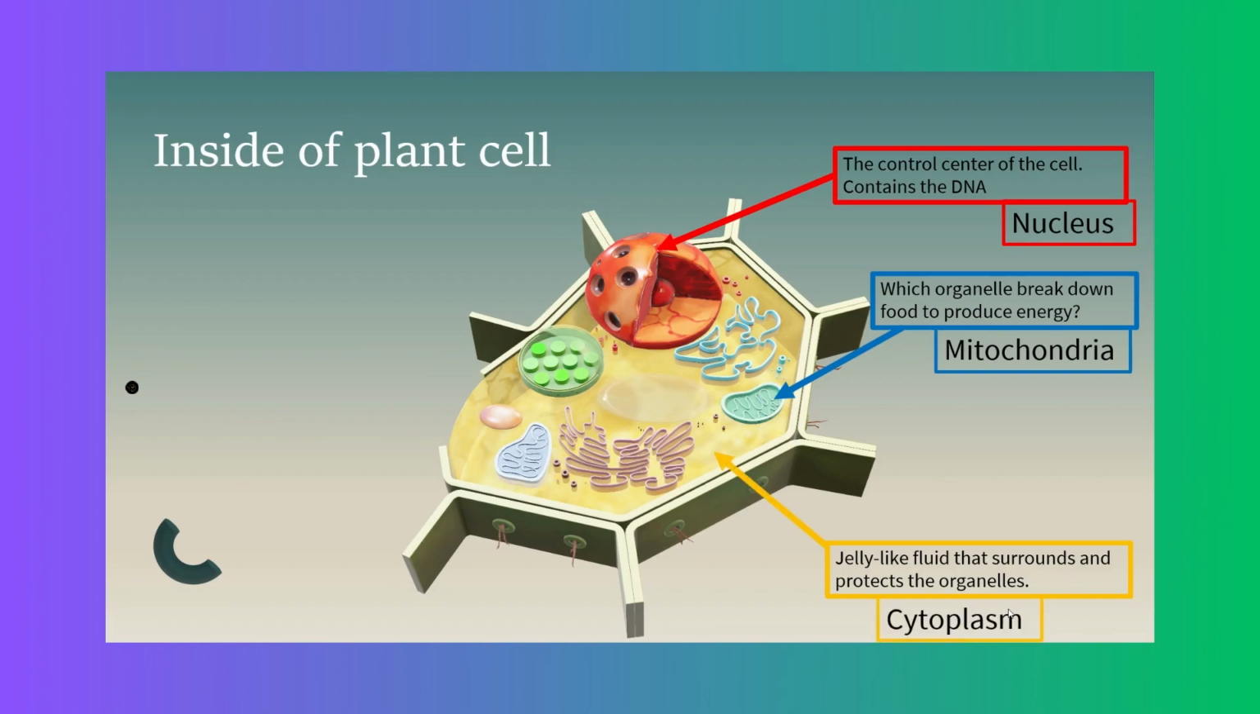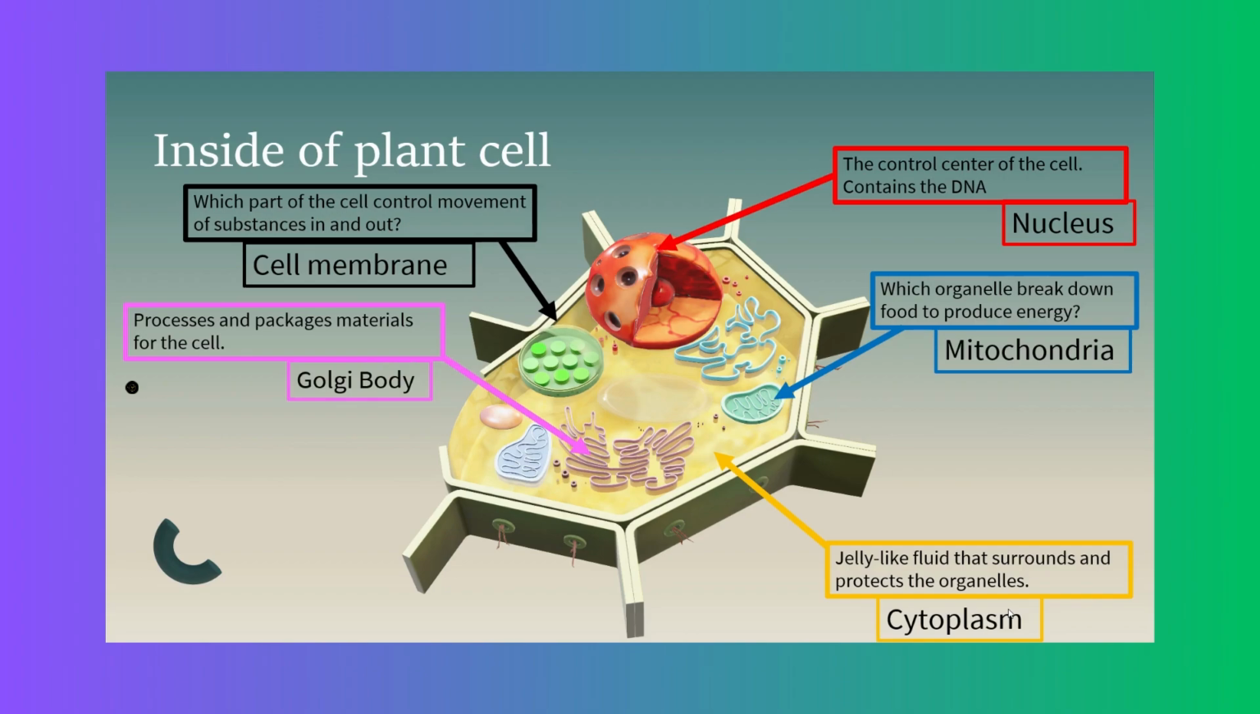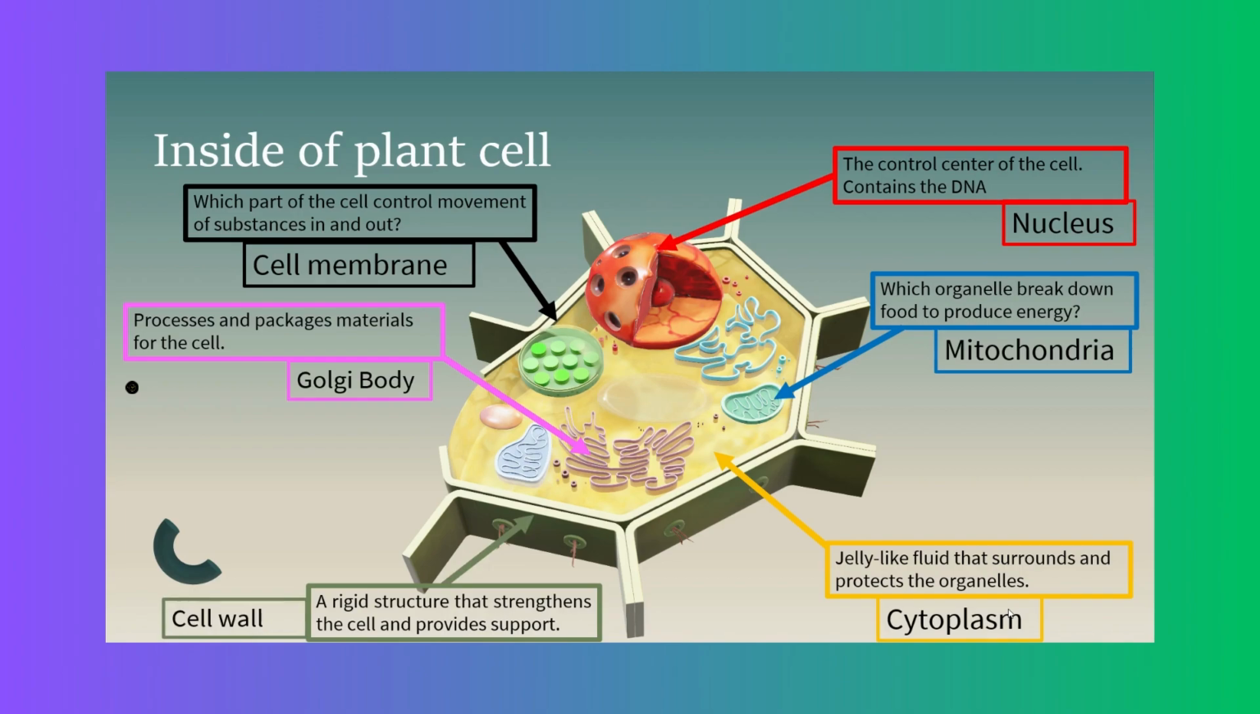Here it is yellow in color and there it was blue. Then the next one is controlling what will go in or out of the cell. This one you can also find in an animal cell, and the name is cell membrane. Then the next one is responsible for different kinds of processes and packages materials for the cell. This one you can also find in an animal cell, and the name is Golgi body or Golgi complex. Then we have one cell organelle which you cannot find in an animal cell and which helps the plant cell to have support and this specific shape, and the name is cell wall.